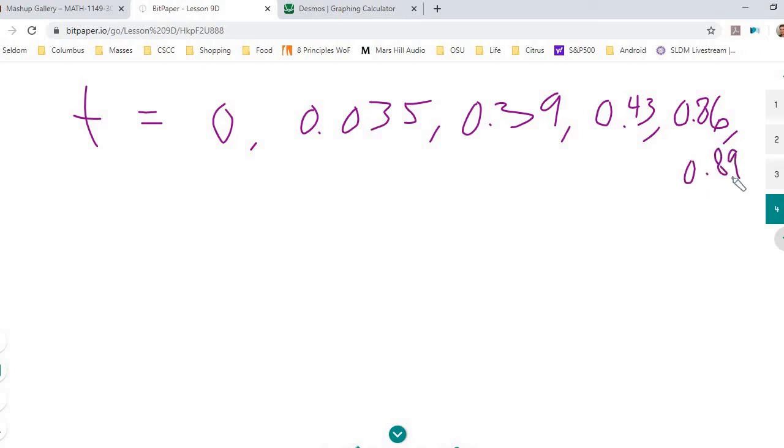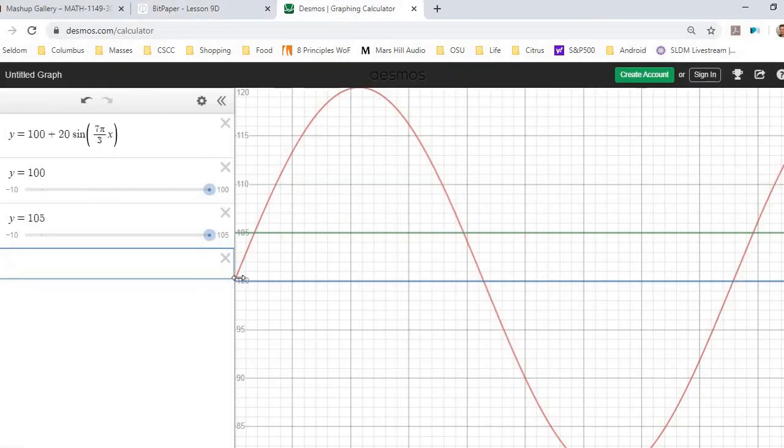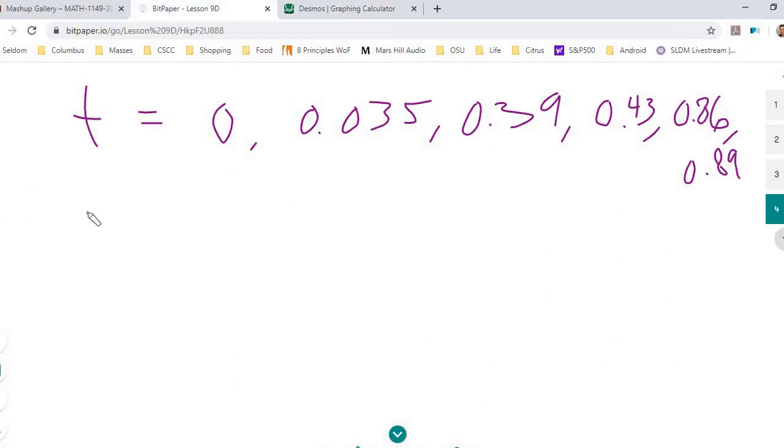Putting those in order, you can really see which t-values those have to be on this graph. This one has to be the first one, so that would be t equals 0. This one would be t equals 0.35. This one would be t equals 0.39, and so on. So really, all we have to say for our answer is that t has to be between these two, or between these two, or between these two. Let me write that out, and that will be our answer.